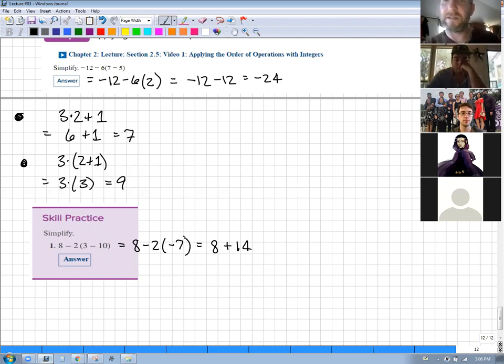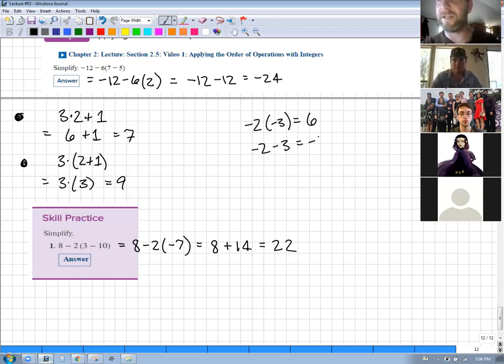Minus, minus, again, we're multiplying here. A minus times a minus is a positive. So 8 plus 14 is 22. Remember, negative 2 times negative 3 is a positive 6. Negative 2 minus 3, that's going to be a negative 5. Okay. Multiplying, the signs cancel. And subtracting, if you have a debt and you add to that debt, you have more debt. Okay.